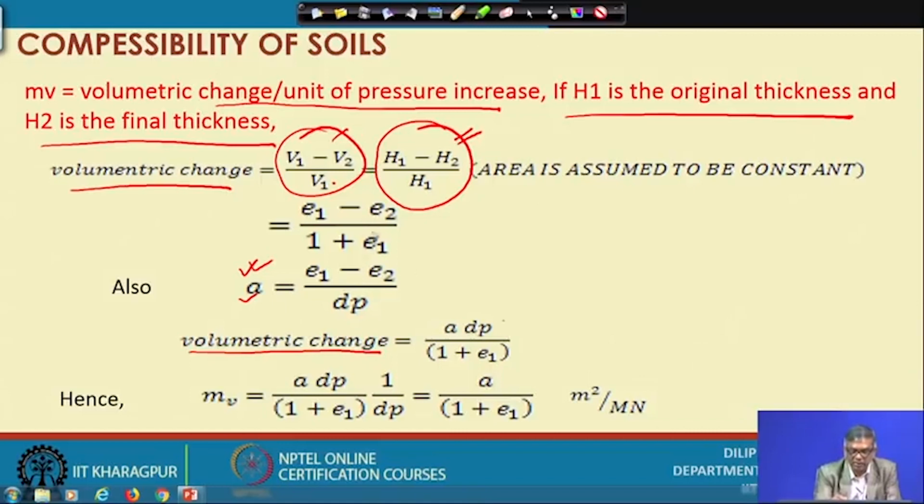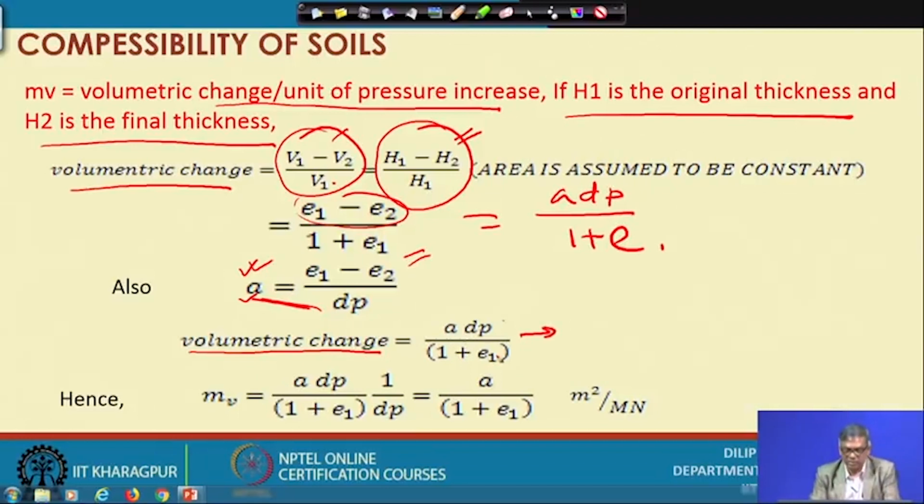So, combining these, your volumetric change becomes A dP by 1 plus E1, because E times this becomes A times dP, divided by 1 plus E. That is what we have shown here. And the MV definition is volumetric change per unit pressure increase. So, A dP by 1 plus E1 divided by dP. So, dP gets cancelled, and we get A by 1 plus E1.